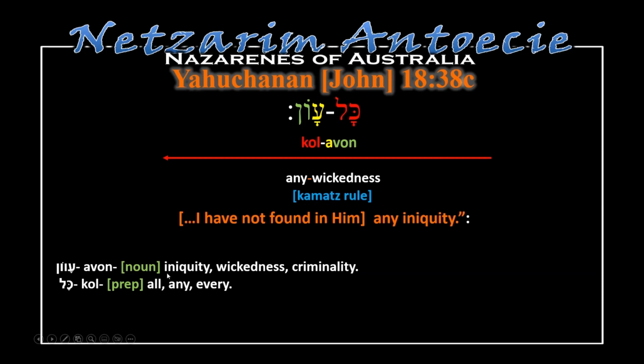Avon. It's a noun that means iniquity, wickedness, or criminality. And of course I've given you kol as also meaning all or any or every. So you can say any wickedness just as well. So the English is, I've not found in him any iniquity. And so we read it. Kol avon. Any wickedness.